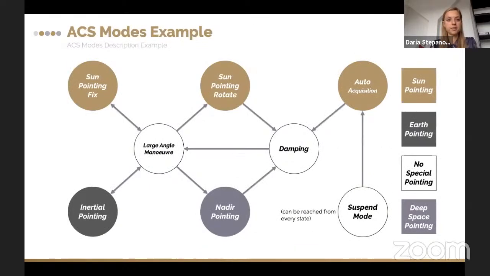Here are some examples of attitude control modes and their connections. The suspend mode shall be reachable from every state. From suspend mode, the next one is auto acquisition, and from here we can go to damping. Damping can only bring us to large angular maneuver, and from there it's possible to achieve sun pointing, fixed or rotate, inertial pointing, or nadir pointing.